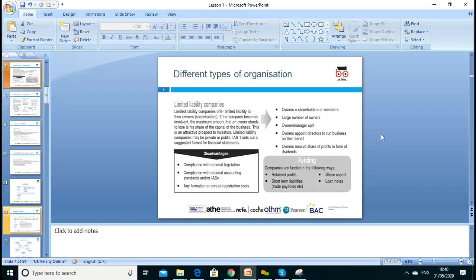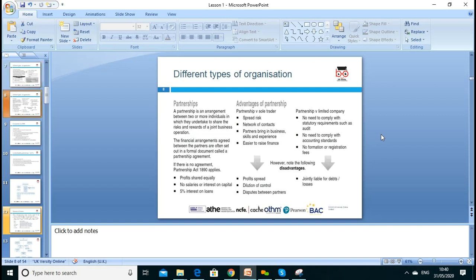2011. Okay, then we need to look at limited liability partnership. The funding company can fund the following ways: retained profit, short-term liability, share capital, loans, and trade payable. So different organizations differ. So partnership, what are the advantages? What are the disadvantages? Why is this partnership business a benefit, and where will the money come from? So we need to look at how the profit can be separated.